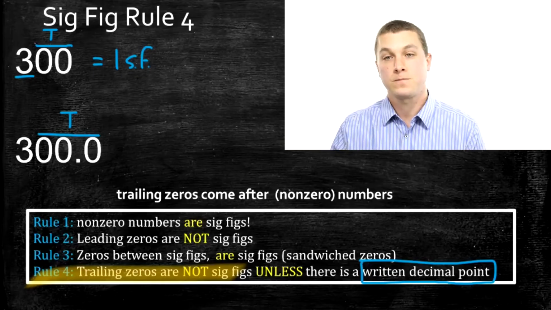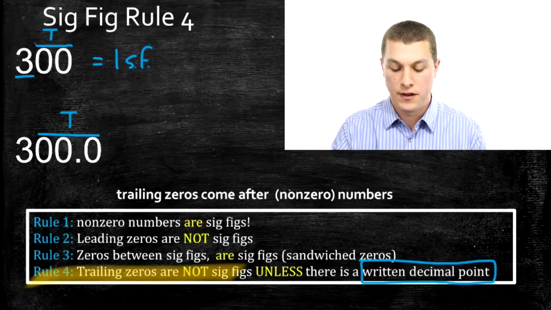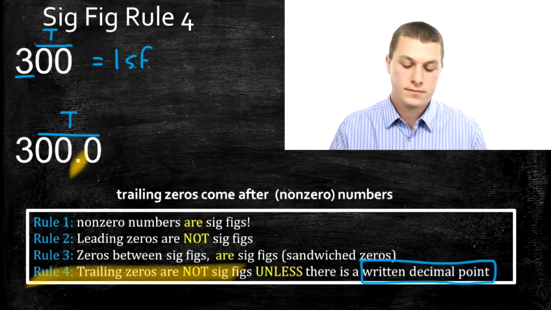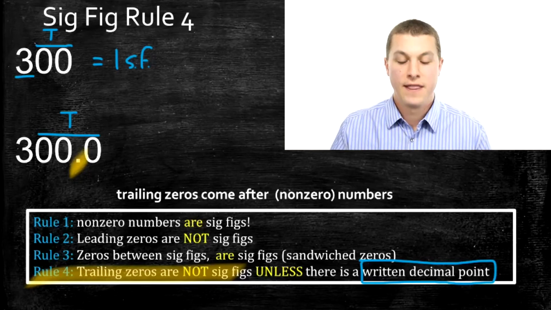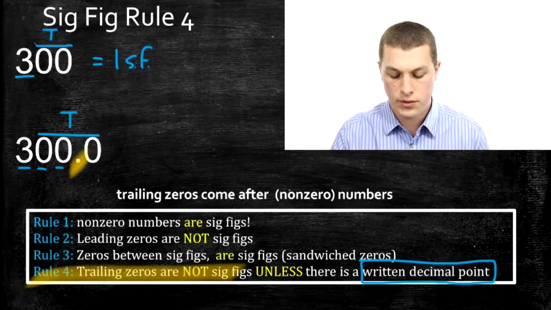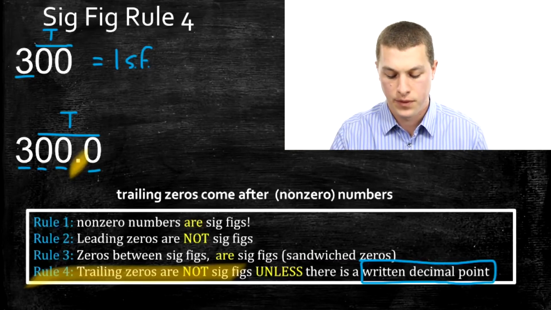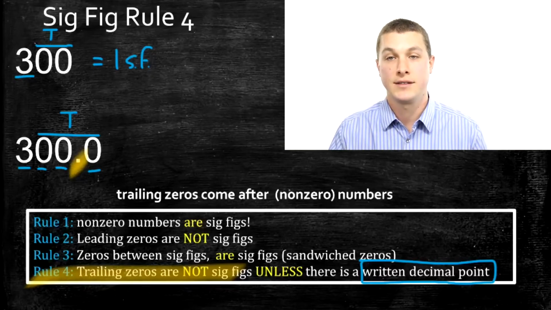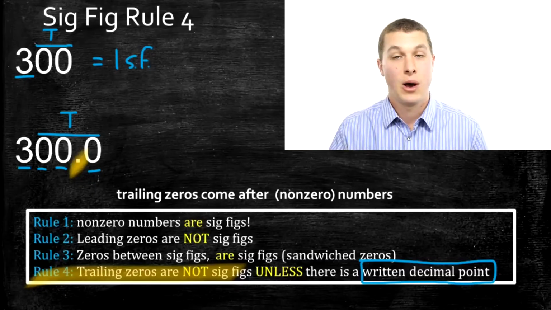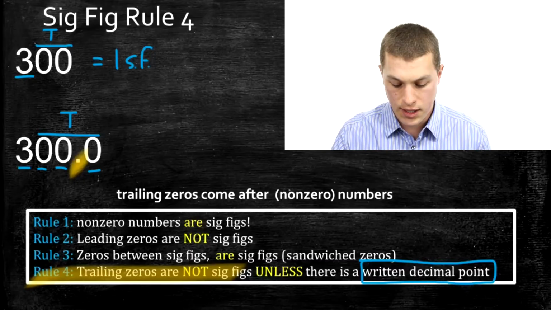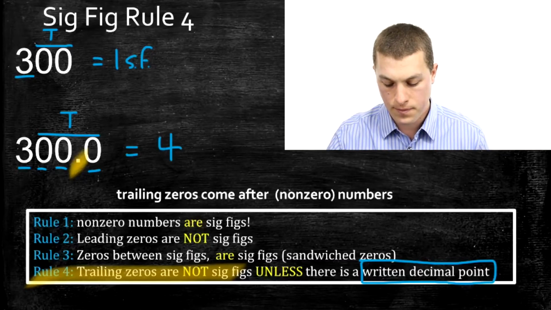On the other hand, if we look at the trailing zeros on this bottom 300, we see that there actually is a written decimal point. Since there's a written decimal point, that makes all of those zeros significant figures. 1, 2, 3, 4 sig figs for that guy. So remember, our last rule says trailing zeros are not significant figures if there's no decimal point. That's like the top 300. However, if there is a decimal point, that makes them all sig figs. So the bottom number then has 4 sig figs.